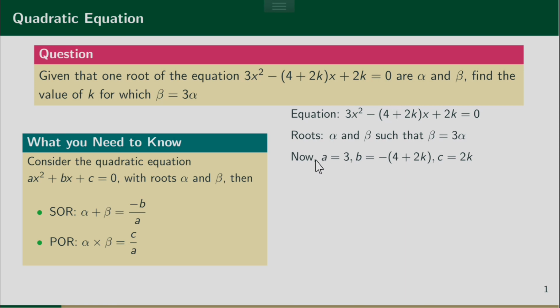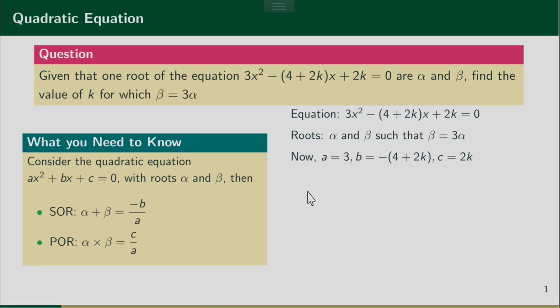Now, let us write out the values of the constants a, b, and c from this quadratic equation. a is 3, b is negative (4 + 2k). The mistake that most people make is that they take this term without the negative sign. The constant b is whatever is multiplying x, and in this case, all of this term, including the negative sign, is multiplying x. And of course, c is a constant, 2k.